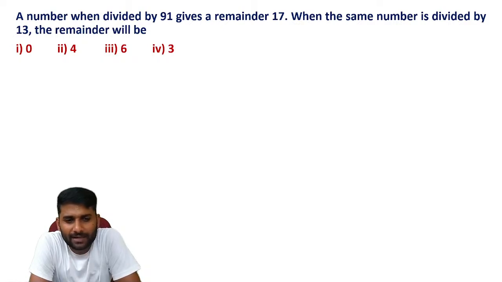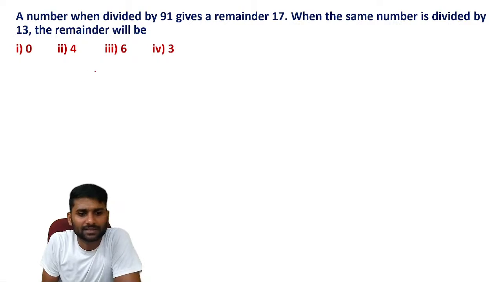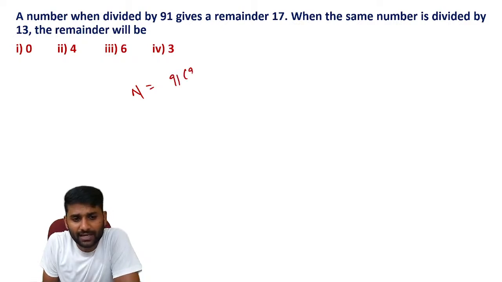A number when divided by 91 gives remainder 17. When the same number is divided by 13, what is the remainder? Here the number is divided by 91, so 91 into quotient leaves remainder 17.